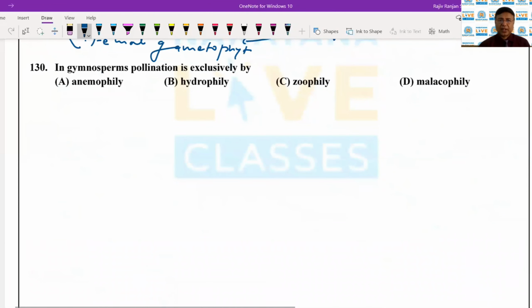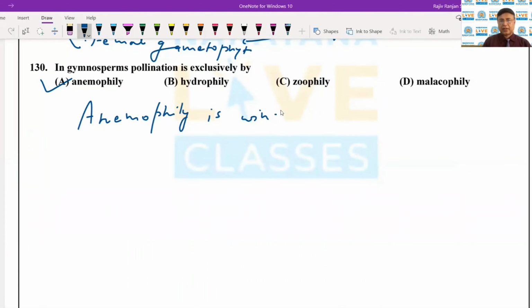So next question, let's see. In gymnosperm, pollination is exclusively by anemophily, hydrophily, zoophily, or melicophily. The correct answer is anemophily. Anemophily is wind pollination. So wind pollination is the only pollination in gymnosperm. Wind is the only agency to facilitate pollination in gymnosperms.